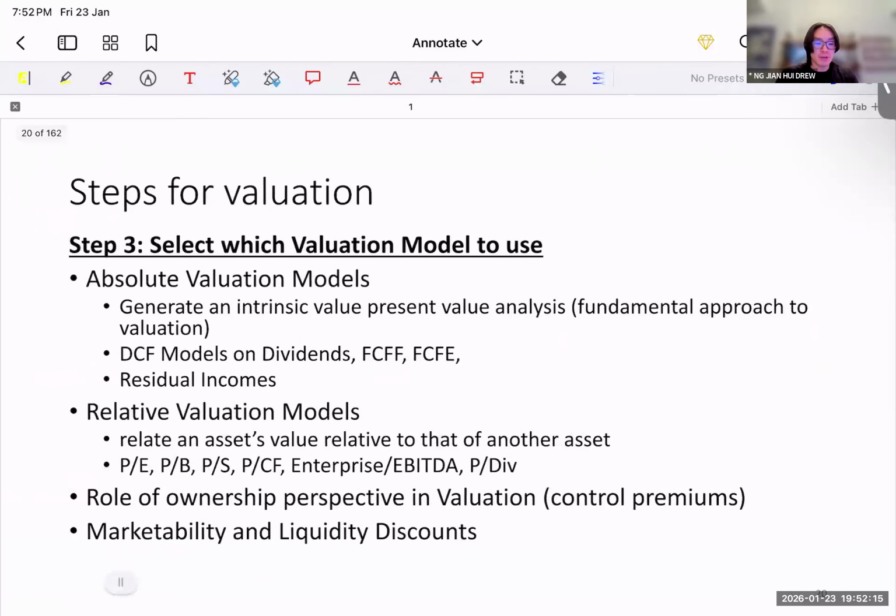And so that will be an important slide. Moving on to step three. Step three is where, in the next few lectures, we're going to cover all these various valuation models. They're all the quantitative models.